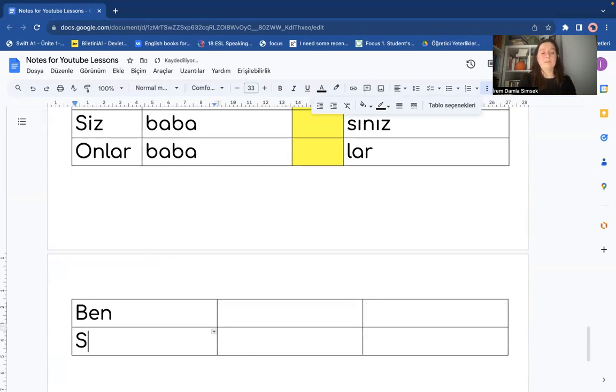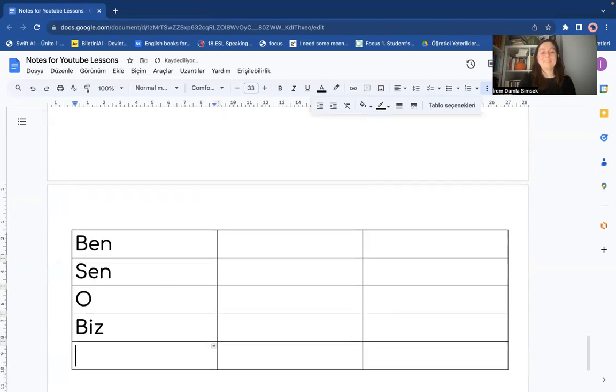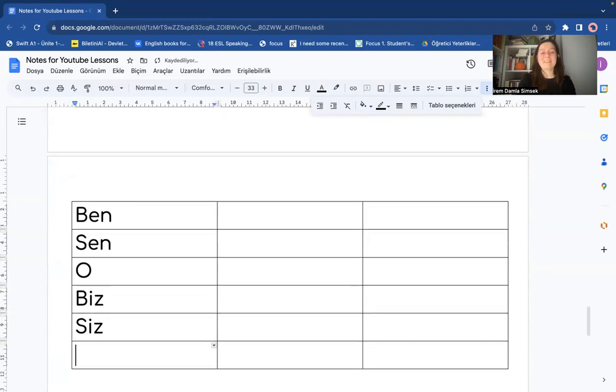Ben, sen, o. Repeat with me. Biz, siz, onlar. So these are personal pronouns. Let's choose another word. I had some notes.